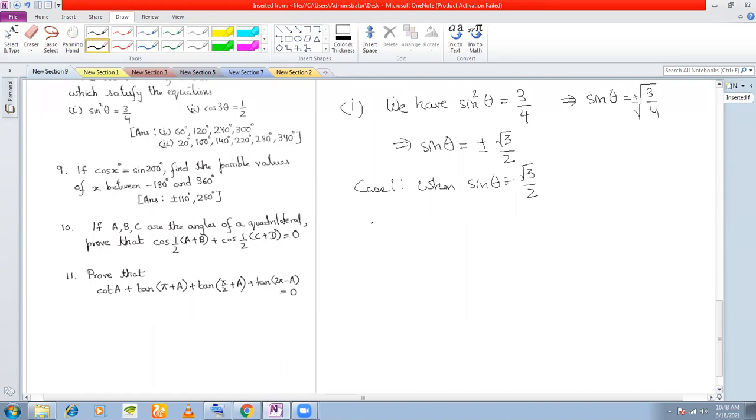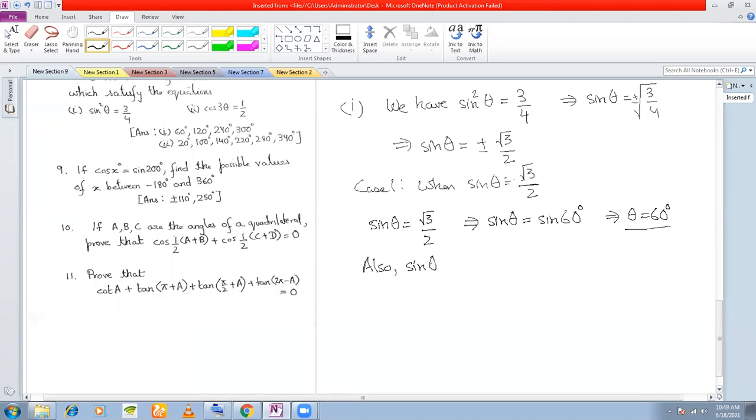So sine theta is equal to plus root 3 by 2. What value of sine is root 3 by 2? Sine 60. That means we get theta is equal to 60, first solution. Now sine is positive here, that means we'll get the solution in the first quadrant and the second quadrant. We have already got the solution in the first quadrant, so we'll look for a solution in the second quadrant.